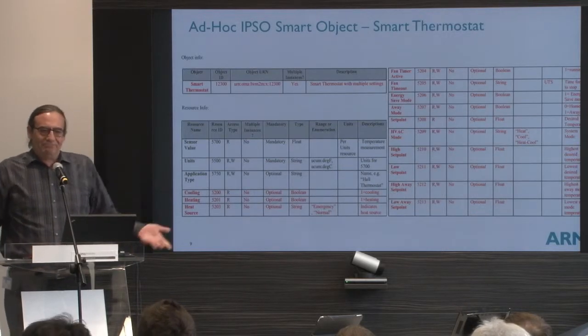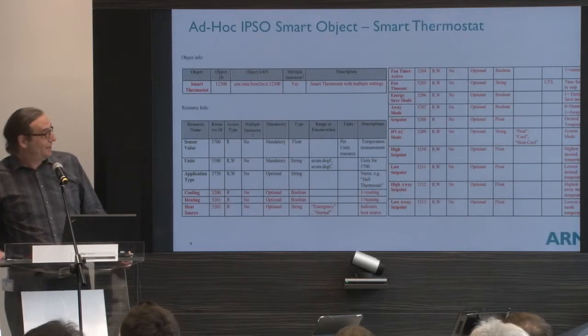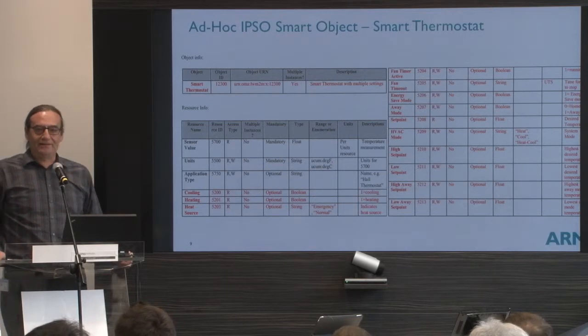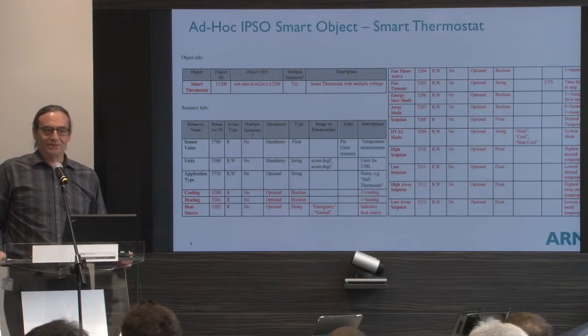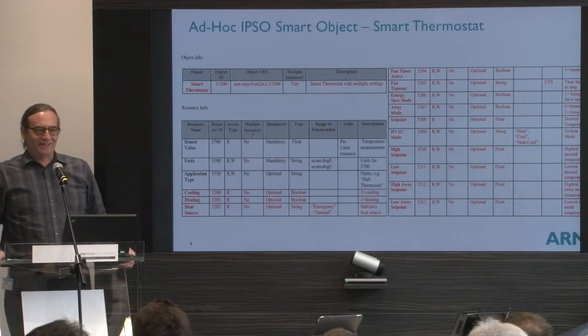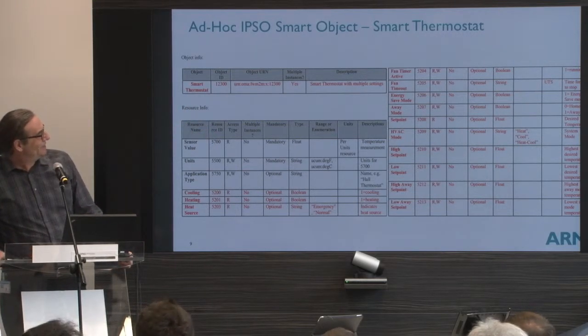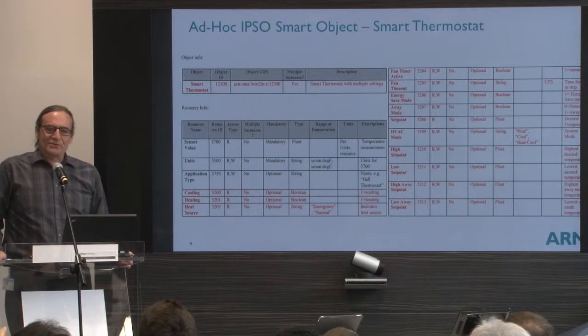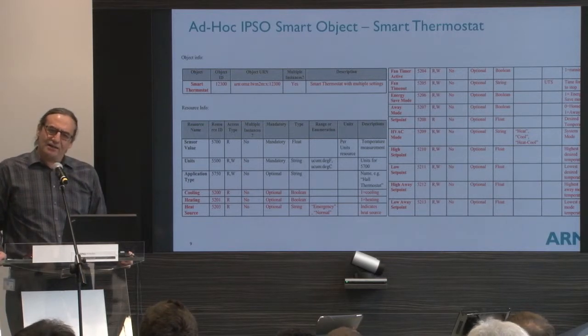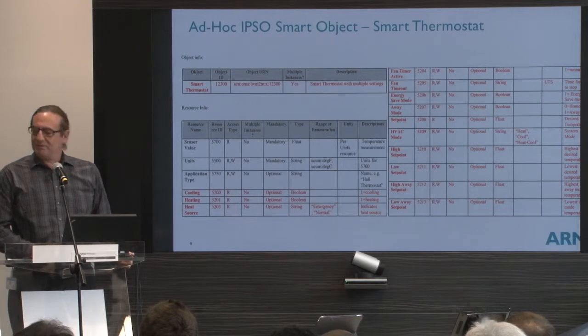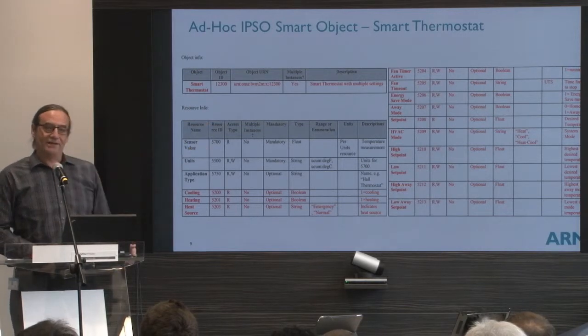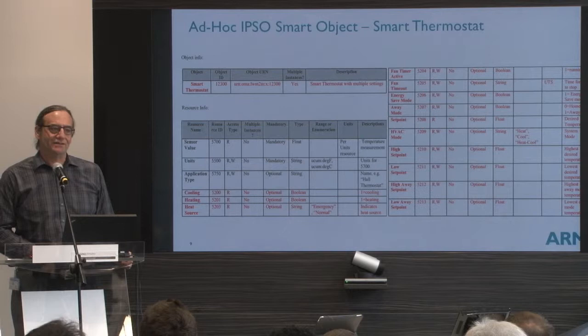You can also define more complex objects if you want. I took the Nest Thermostat API JSON that they publish and cast it as an IPSO object. So you can do it, but you have to create a lot of special resources, and it's kind of ad hoc. There might be a better way to do that, but nonetheless, if you needed to do something ad hoc, you could do it this way.